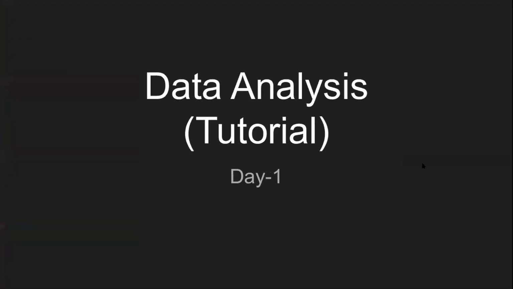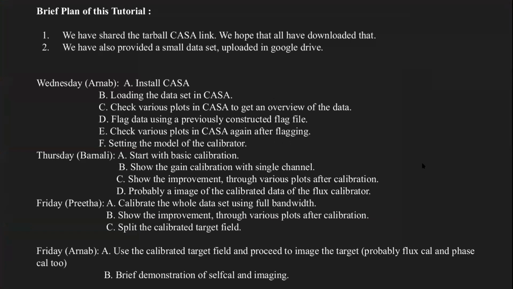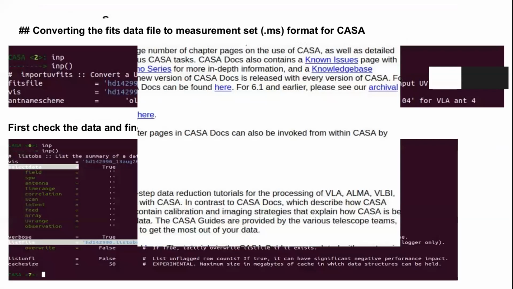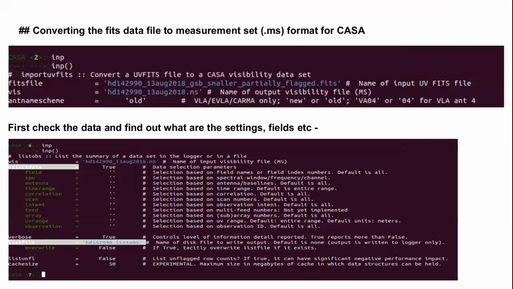So last day, let me remind you of what we learned so far. Last day we understood how to download CASA and install it on our laptop. Then the first task we did: we have this small data file in .fits format, which is given by the observatory to you. The first task we have done is importuvfits, which is basically converting your data into a CASA-readable measurement set, which I gave here in the vis option.